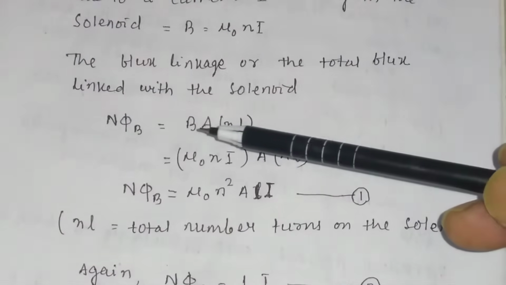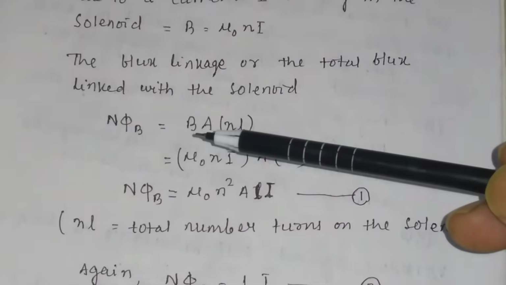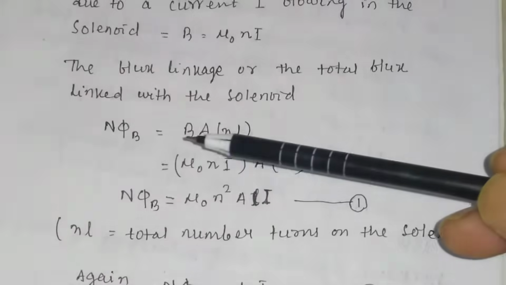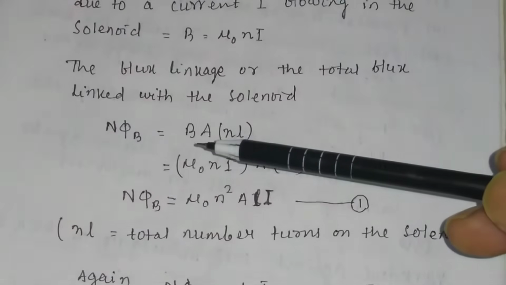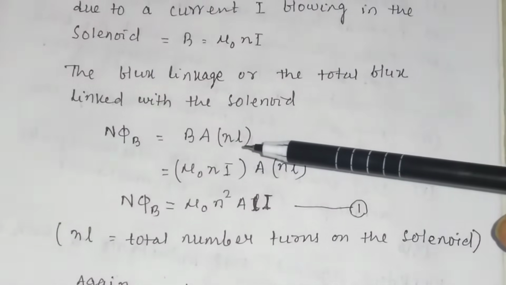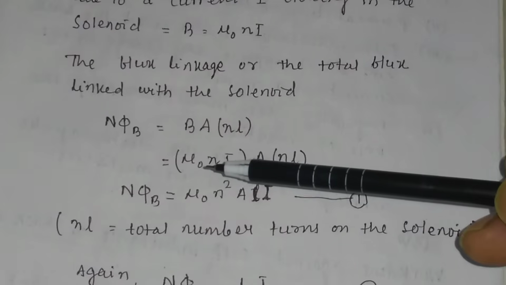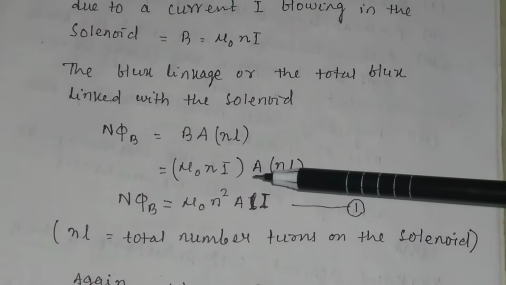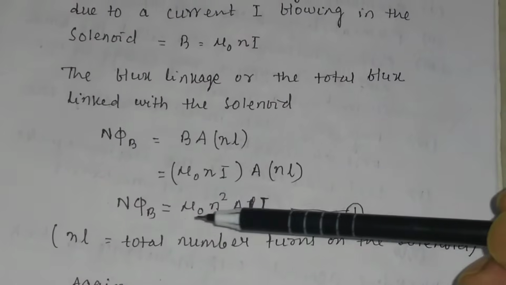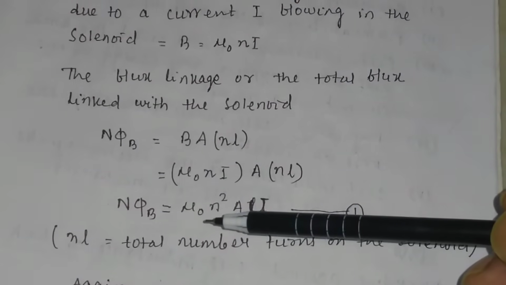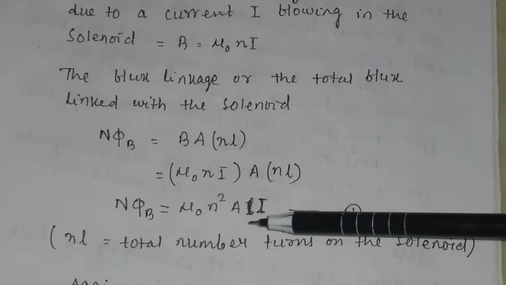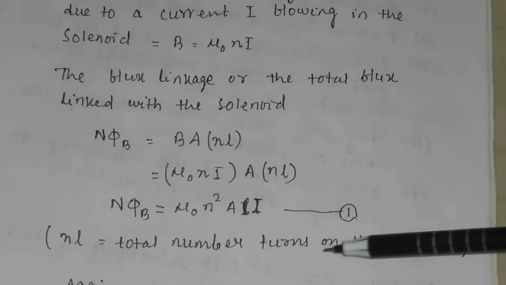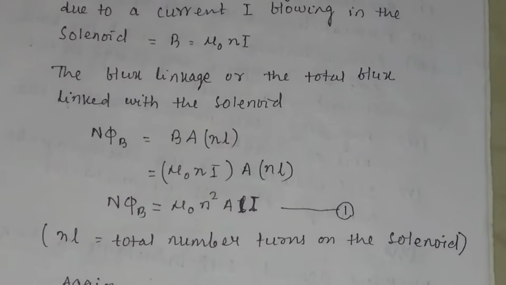For one turn, the flux is equal to B into A. So for n l number of turns, the total flux linkage will be equal to B A into n l. But B is equal to μ0 n I. So this is multiplied by A, then n l. So NφB will be equal to μ0 n² A l I. Here n l is the total number of turns on the solenoid.